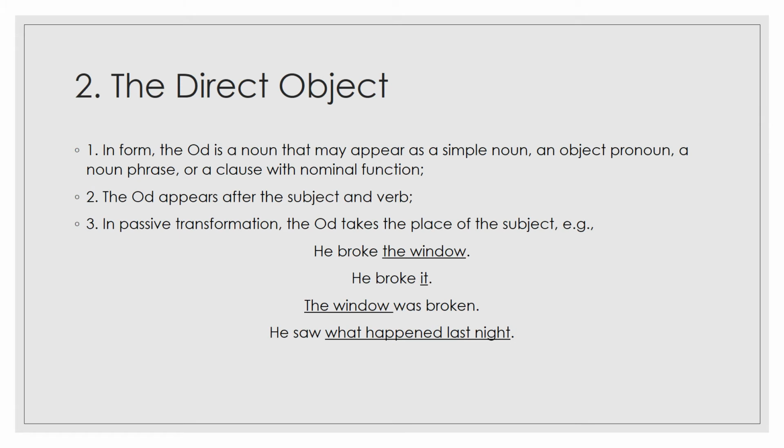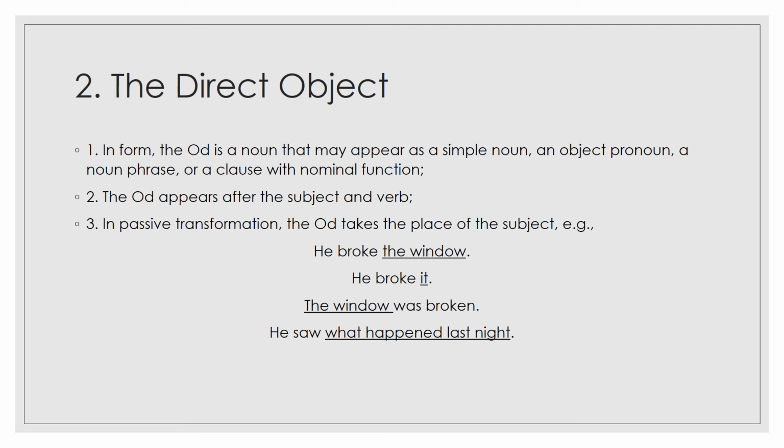Number two, the direct object. And like the subject, the direct object should also be a noun. Again, the noun that takes the position of the direct object can appear in the form of a simple noun, simple proper noun, as an objective pronoun, and the objective pronouns are him, her, it, you, us, me, them, or noun phrases. Also, clauses with nominal function can appear in the position of the direct object.